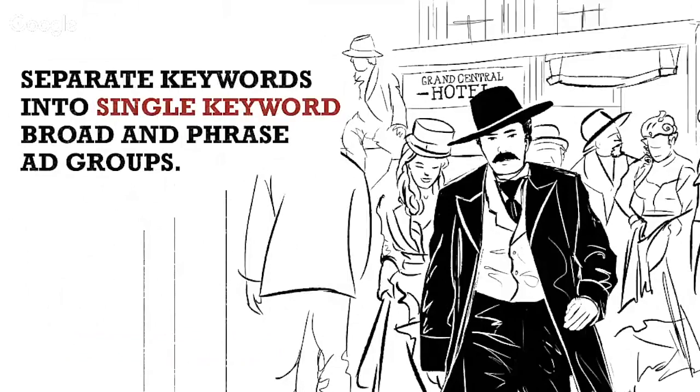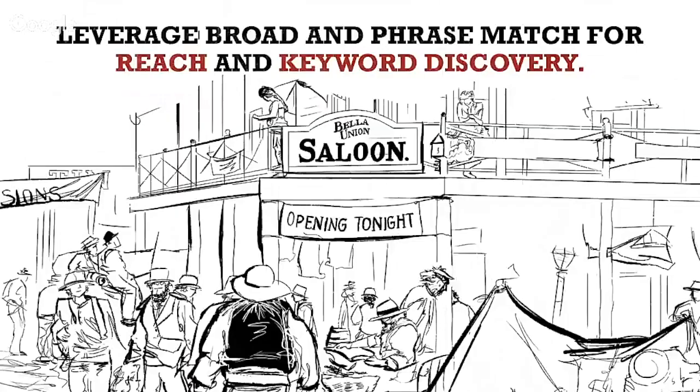You want to separate your keywords into single keyword broad and phrase ad groups. This is super important for the algorithm. This is super important so you can get maximum visibility and get as much keyword discovery and exposure as possible out of the limited number of keywords that are going to drive sales for you in the mid-tail, right? When you start out with some good targeted keywords, there's going to be a limit to how much you can convert there. So you really want to make sure that you maximize the keywords that are at the top of the shopper funnel and get as many sales as possible.